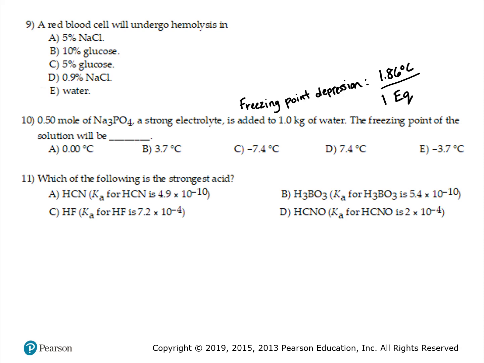Let's get started with number 9. A red blood cell will undergo hemolysis in, and you have to choose which buffer solution or water, essentially. Hemolysis means that the cell is going to swell and burst. In that kind of scenario, there's going to be a lot of water flowing into the red blood cell. So we're looking for a hypotonic solution.